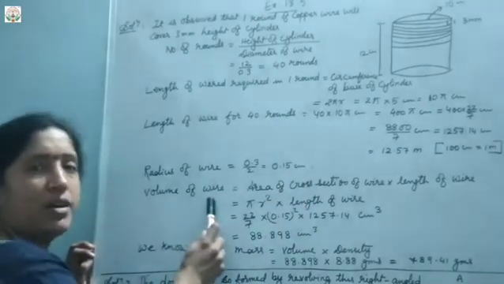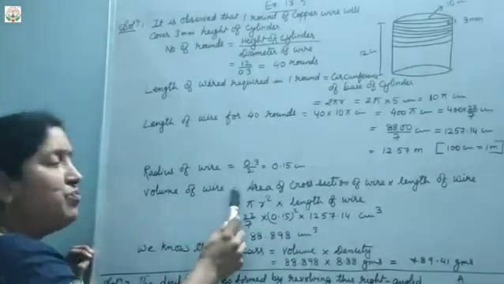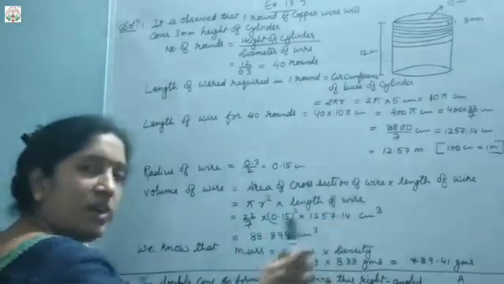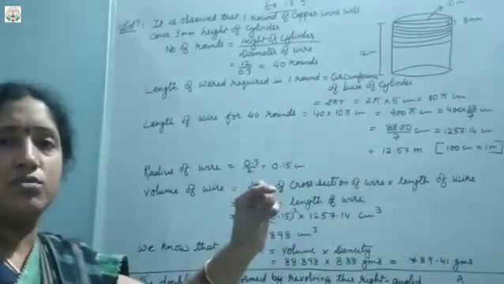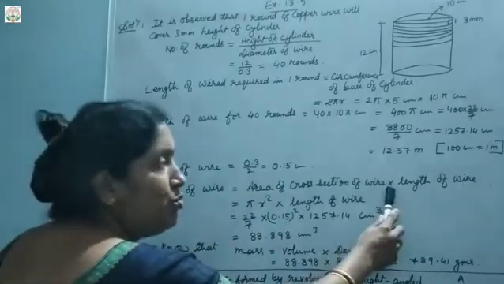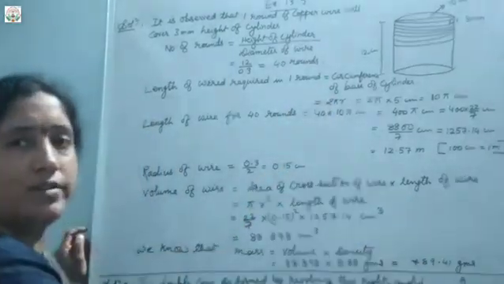Now volume of wire. Volume of wire equals area of cross section of the wire into length of the wire.